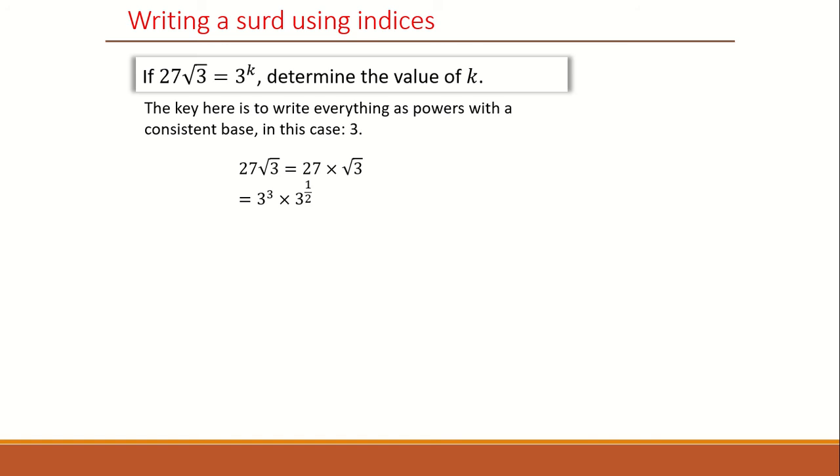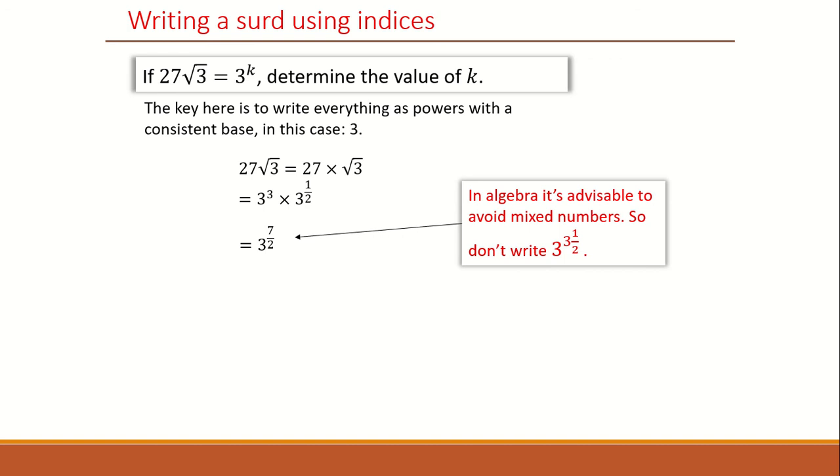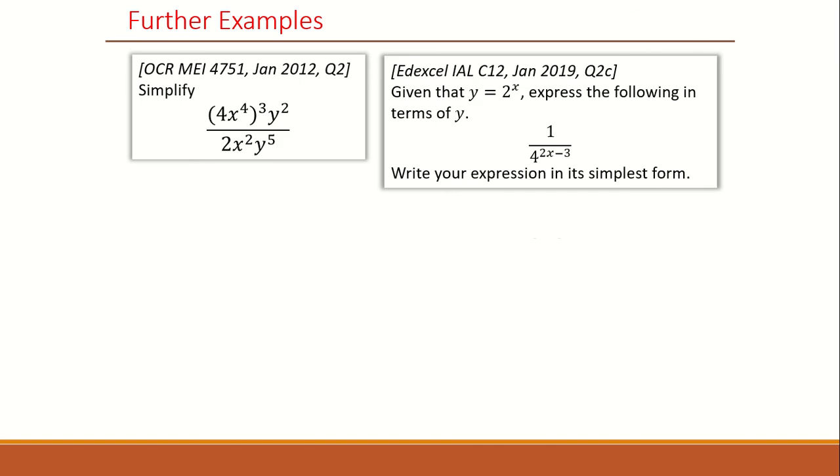When you multiply two powers, you add the exponents. So 3 plus a half is 7 over 2. And normally in maths, it's the norm to avoid mixed numbers, so you don't get confused. So it's inadvisable to write 3 to the power of 3 1/2. So therefore k equals 7 over 2. Now have a go at these examples. Please pause the video and have a try.